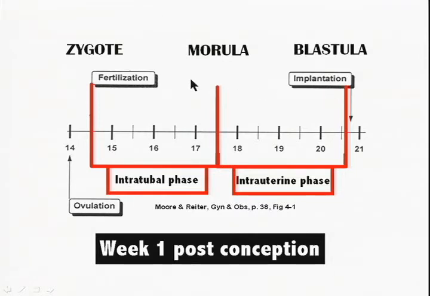Now what is interesting, if we have twinning which occurs in the first half of the first week, it will be a dichorionic, diamniotic placentation. We'll talk about this later. If we have twinning which occurs after the blastula is already developed, it is a splitting of the inner cell mass, and now we will have a monochorionic, diamniotic placentation.